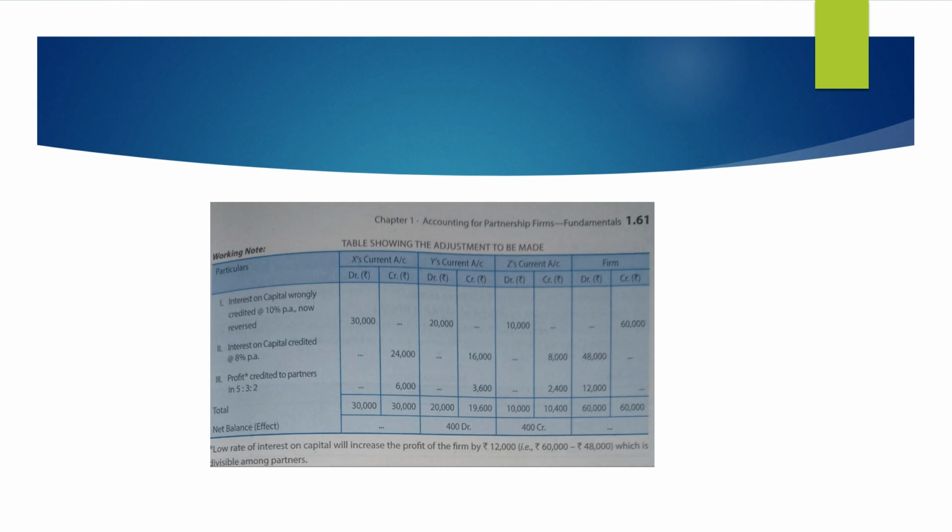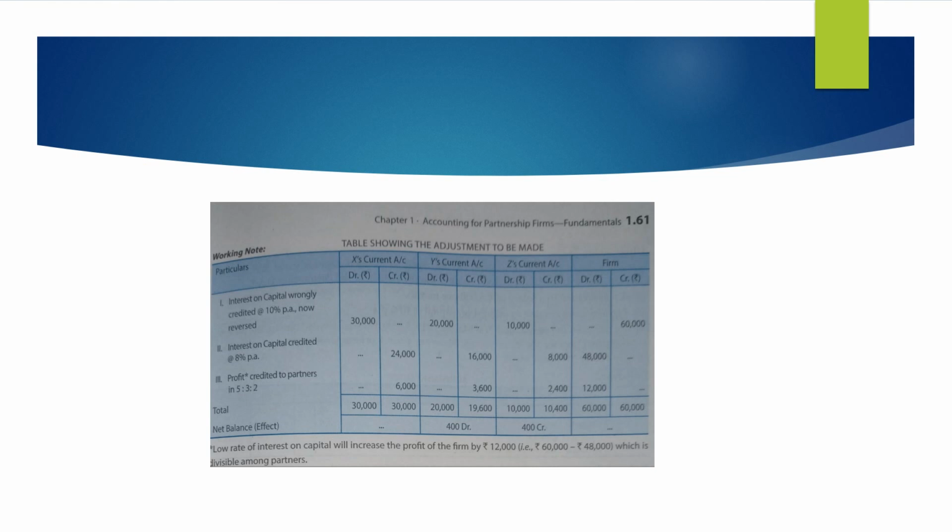Interest on capital wrongly credited to them at 10%: 30,000, 20,000 and 10,000. Why are we debiting all these? Because interest on capital had already gone to them, which was an income for them. Now we are getting it back, that is, the firm is getting it back. So 30,000, 20,000 and 10,000, and it is income for the firm, that's 60,000.